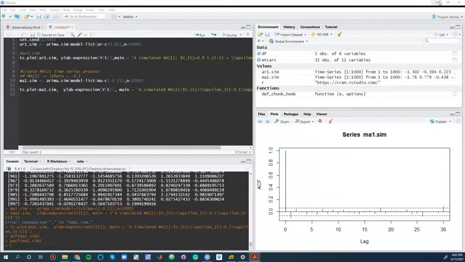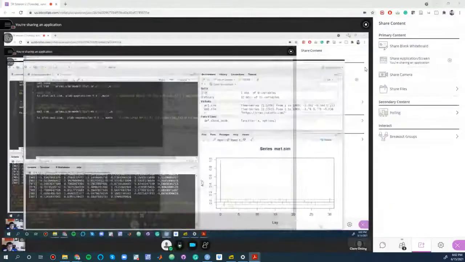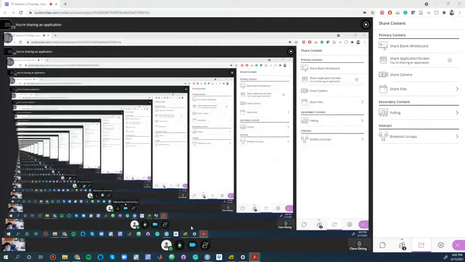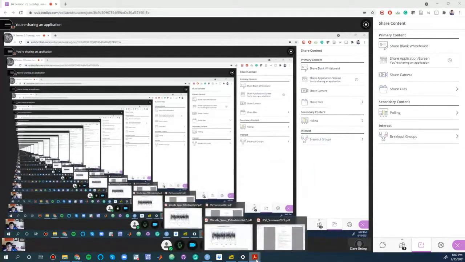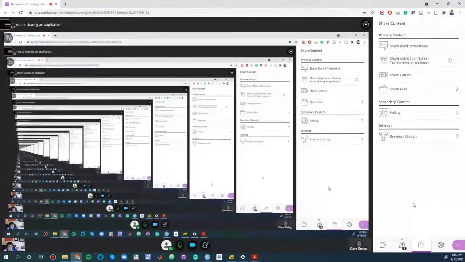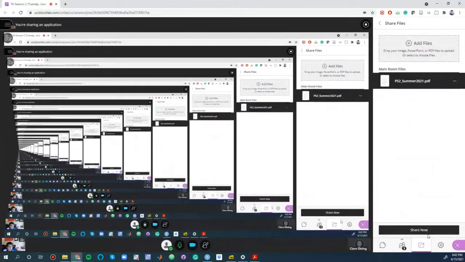Okay, so let's move on to the last question of this problem set. A time series xt follows an MA1 process if it satisfies this. Okay, so it tells you a series looks like this.